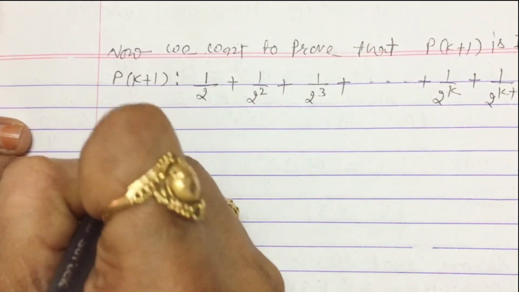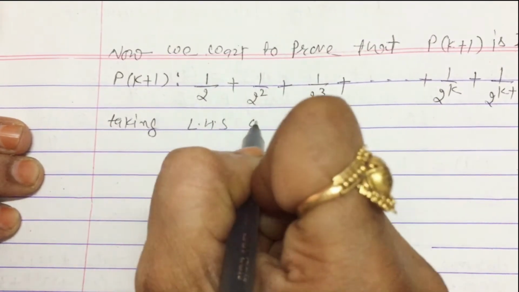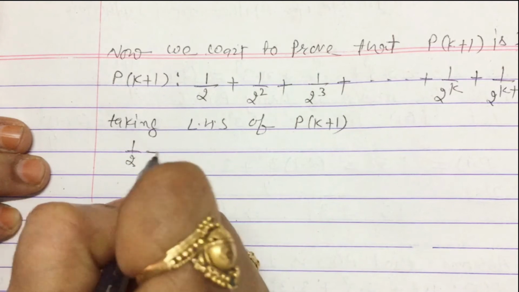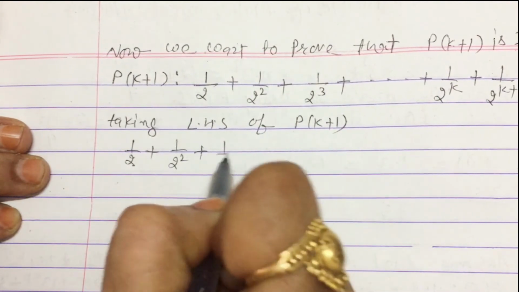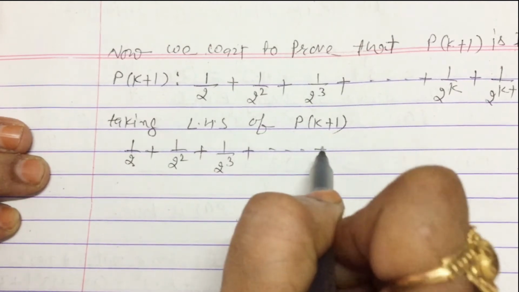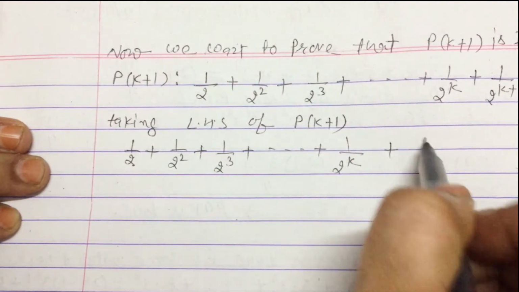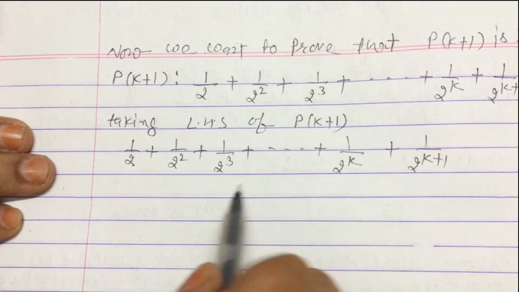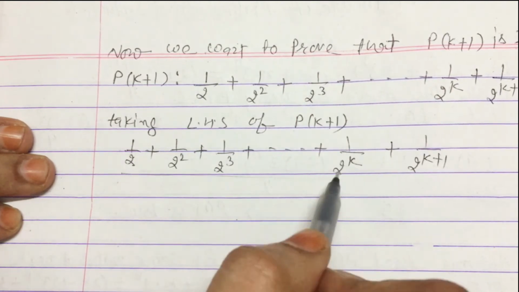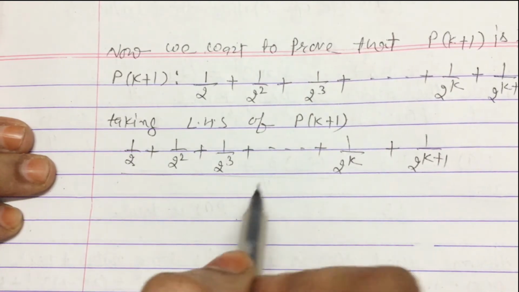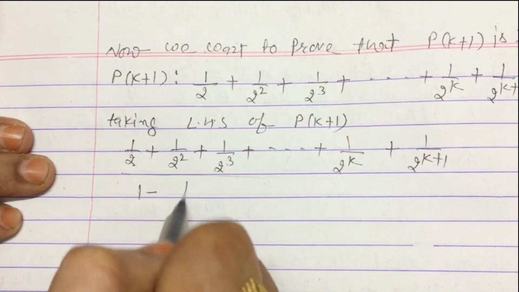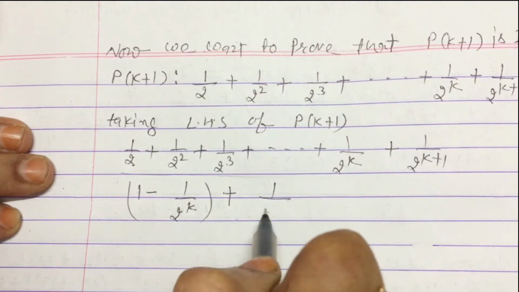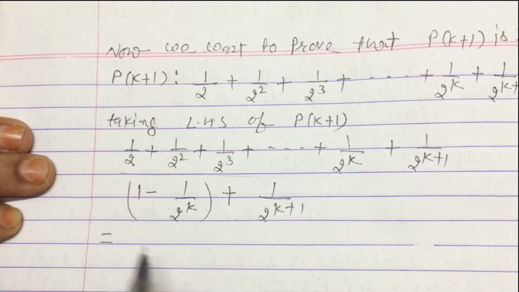Now taking LHS of Pk plus 1, it is 1 by 2 plus 1 by 2 square plus 1 by 2 cube, and here it is 1 by 2 raised k, plus 1 by 2 raised k plus 1. Now use equation 1 for the value of this whole term, 1 by 2 up to 1 by 2 raised k, which is 1 minus 1 by 2 raised k. And now write the next term, it is 1 by 2 raised k plus 1, and now calculate and solve it.